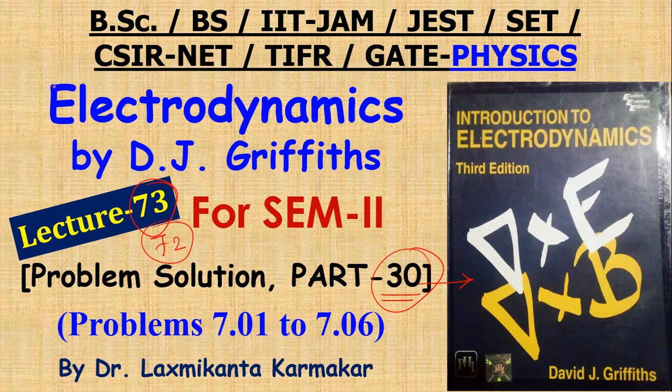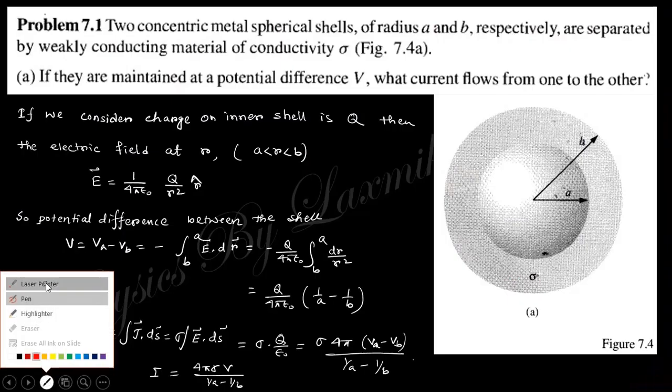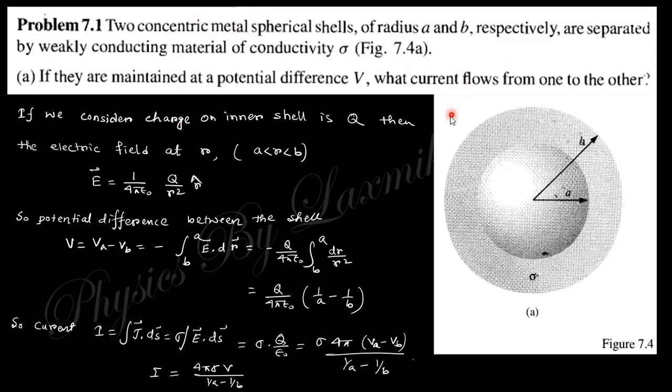Okay. In this video, I want to discuss problem numbers 7.01 to 7.06 of chapter 7 of this book, Electrodynamics by DJ Griffiths, right? So let's start with question number 7.1, which is about two concentric metal spherical shells.